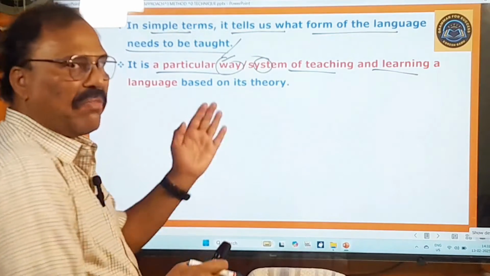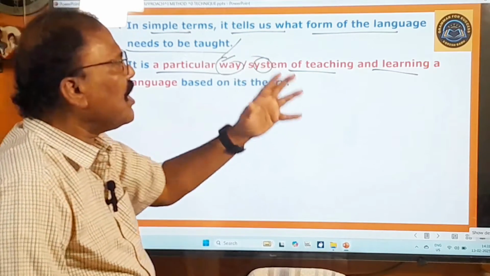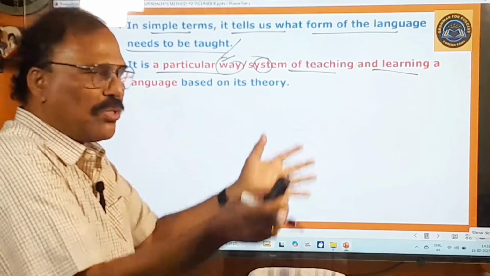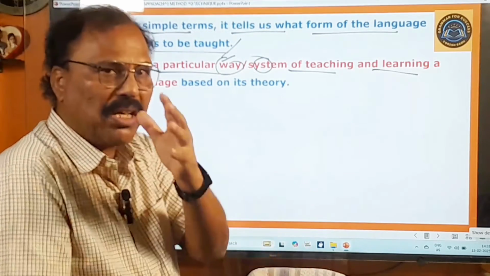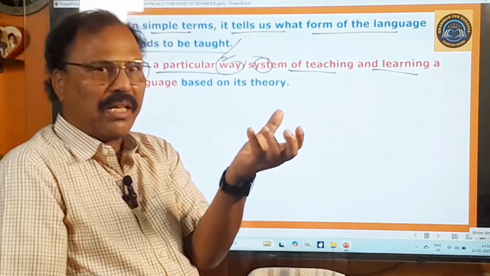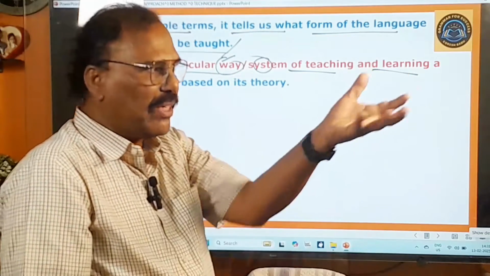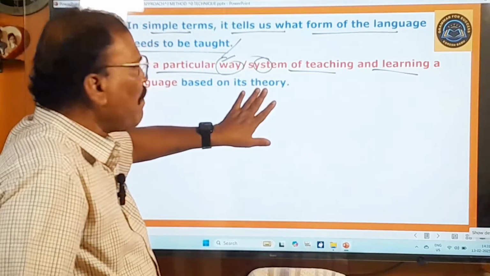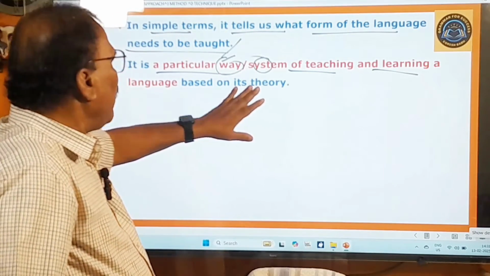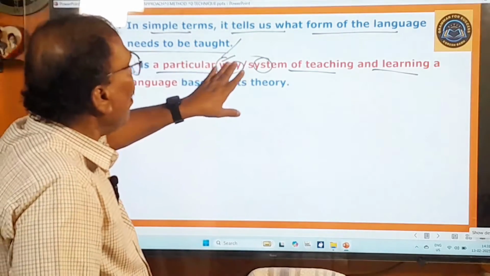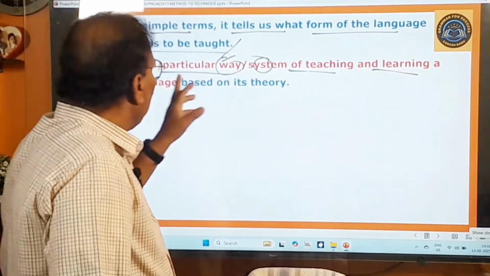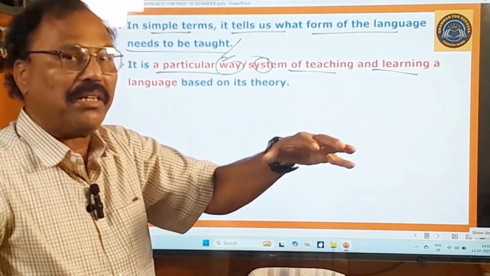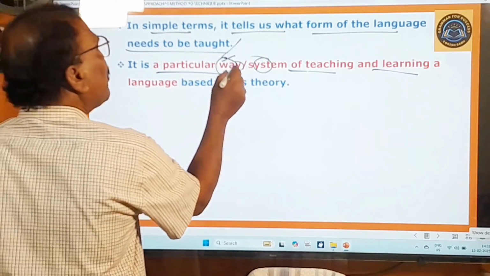It is a particular way and a system of teaching and learning a language based on its theory. So it has got its own theory. Suppose you want to learn English. This English grammar book is there. Wren and Martin grammar book is there. David Green grammar book is there. That grammar book is nothing but theory. And it tells us the particular way or system of teaching and learning that language based on that theory, based on that grammar.